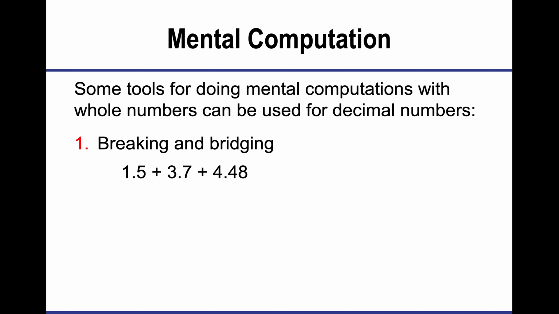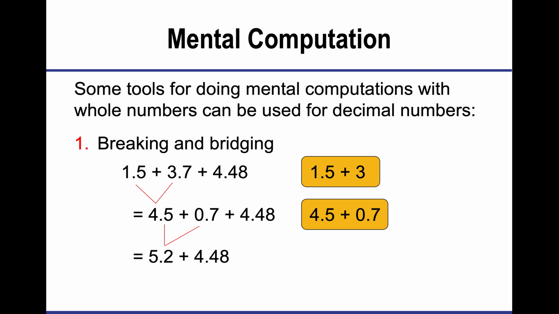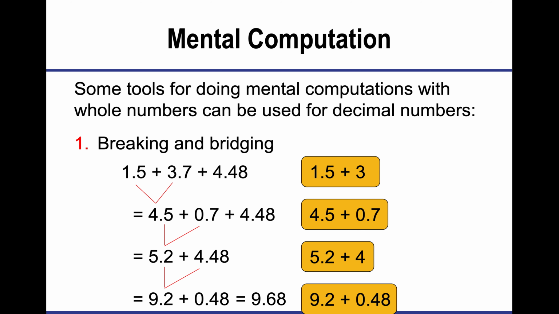Some tools for being able to do this as mental math exercises would be breaking and bridging. So I would look at 1.5 and 3.7, and I'd say, well, that's pretty much 1.5 plus 3, give or take. And then I could look at 4.5 plus 7. I could look at, well, 4.5 plus 7 is roughly 5.2. And I could keep building from that.